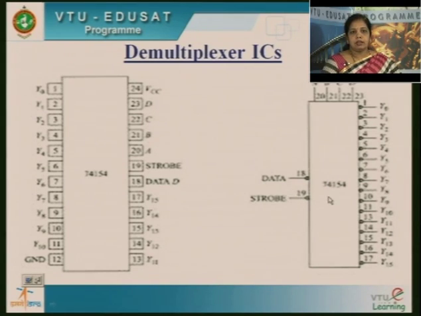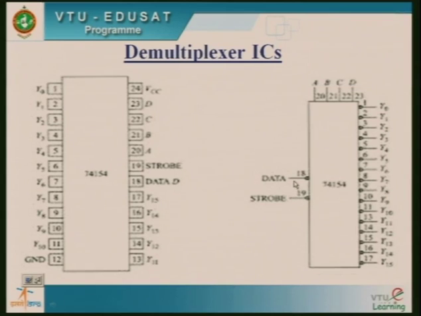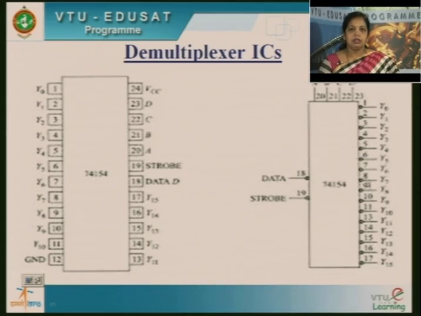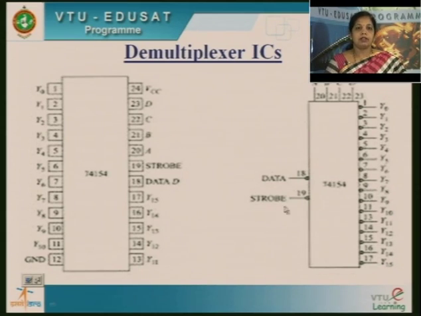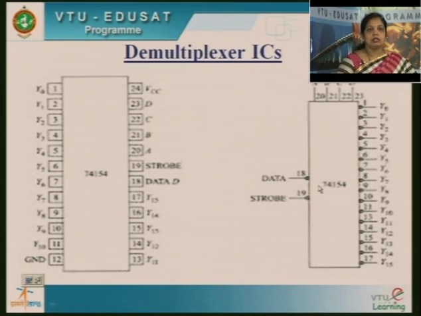This is an active low input. My outputs are also active low. This bubble at the output side and input side represents active low signals. So it is the reverse of the positive logic. This IC works only when the strobe signal is 0 and my data input is 0. So my outputs will be active low outputs. So this is how the IC 74154 operates.